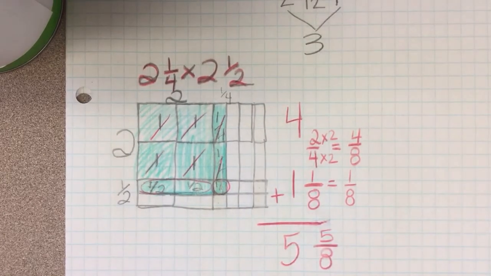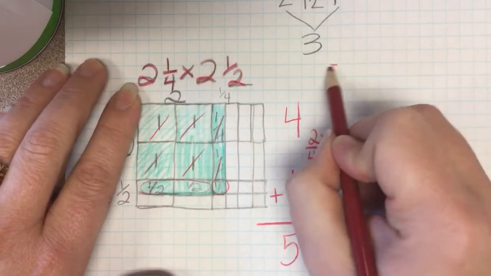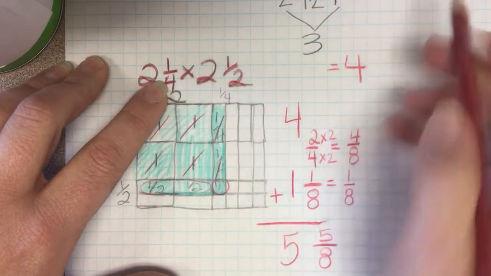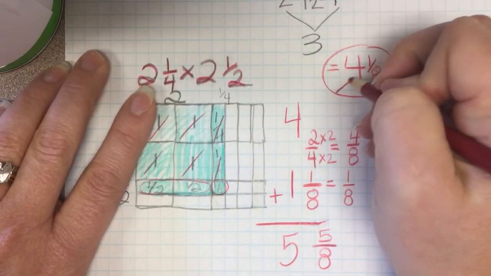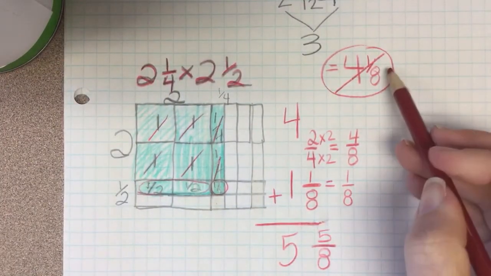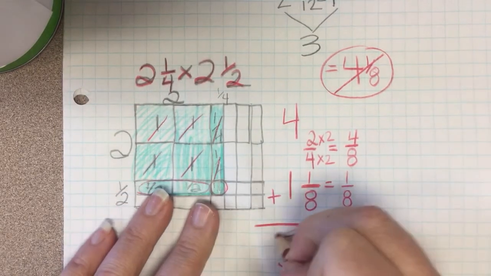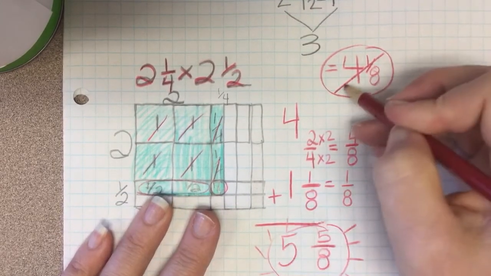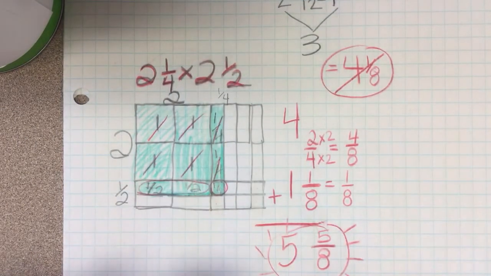This is what some people want to do, and it is wrong. They tell me 2 times 2 is 4, and they tell me 1/4 times 1/2 is 1/8, and they tell me this is the answer. So we're going to talk about why this does not match our picture. Why do I have to do so much other work to get the correct answer? This is the correct answer. This is the wrong answer. I can't just do 2 times 2, and I can't just multiply the wholes and multiply the fractions. It doesn't work. So we're going to talk about tomorrow why.